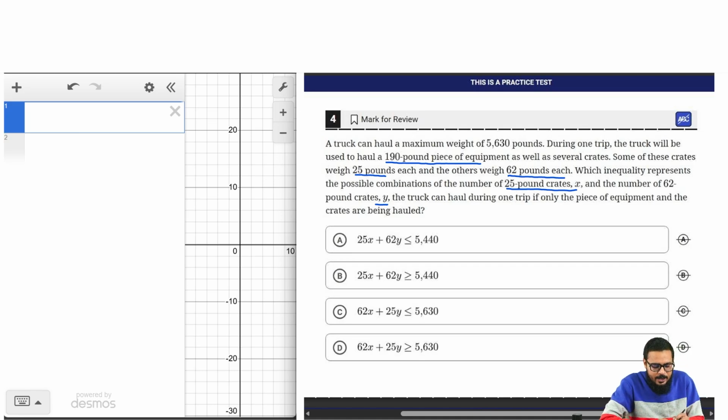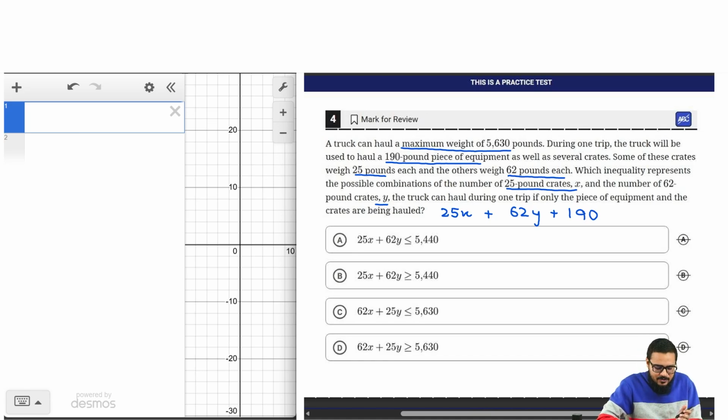obviously, the total weight of those x crates would be 25 multiplied by x. And I've got y crates where every single one of them has a weight of 62 pounds. So obviously, the total weight would be 62y. If you add these two numbers, you will get the total weight of the crates plus the weight of the equipment, because you're also carrying one piece of equipment and that weighs 190 pounds altogether. Now the question says that the sum of all of these weights can have a maximum value of 5,630. So this entire amount cannot go beyond the number 5630.